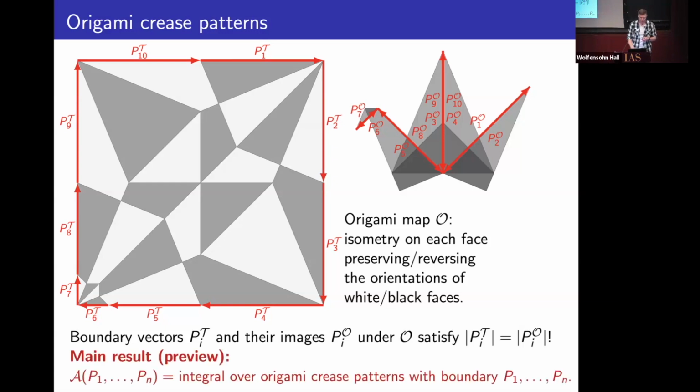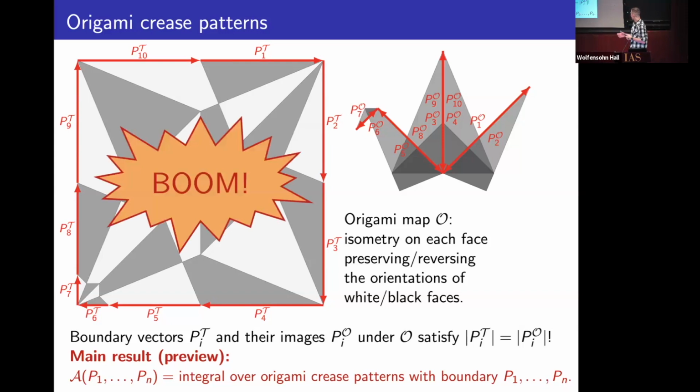Okay, so the preview of the main theorem of this talk is that the amplitude can be written as an integral. The amplitude is a function of these particle momenta, which fix the boundary of the origami crease pattern. And so the claim is that if you look at all possible ways to fill this in so that the angle condition is satisfied, then you take the integral, you get the amplitude. All right. Any questions so far? Okay. So yeah, that's the main result.